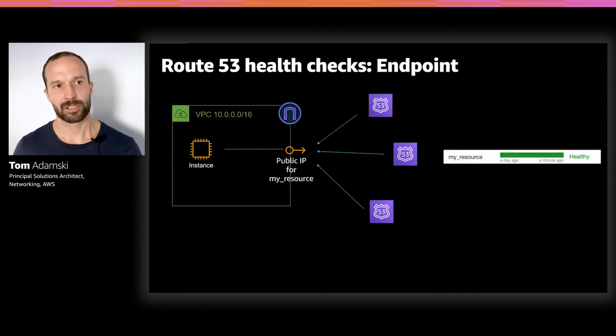So let's start with the first one. So just health checking an endpoint. So this is only supported for public-facing endpoints. So your resources have to be facing the internet, have a public IP address that can be tested. And then we have 8 different health checker regions that would be sending checks to your public-facing resource to make sure it's up and running. If at least 18% deem the resources up and running, we assume that it's up and running.